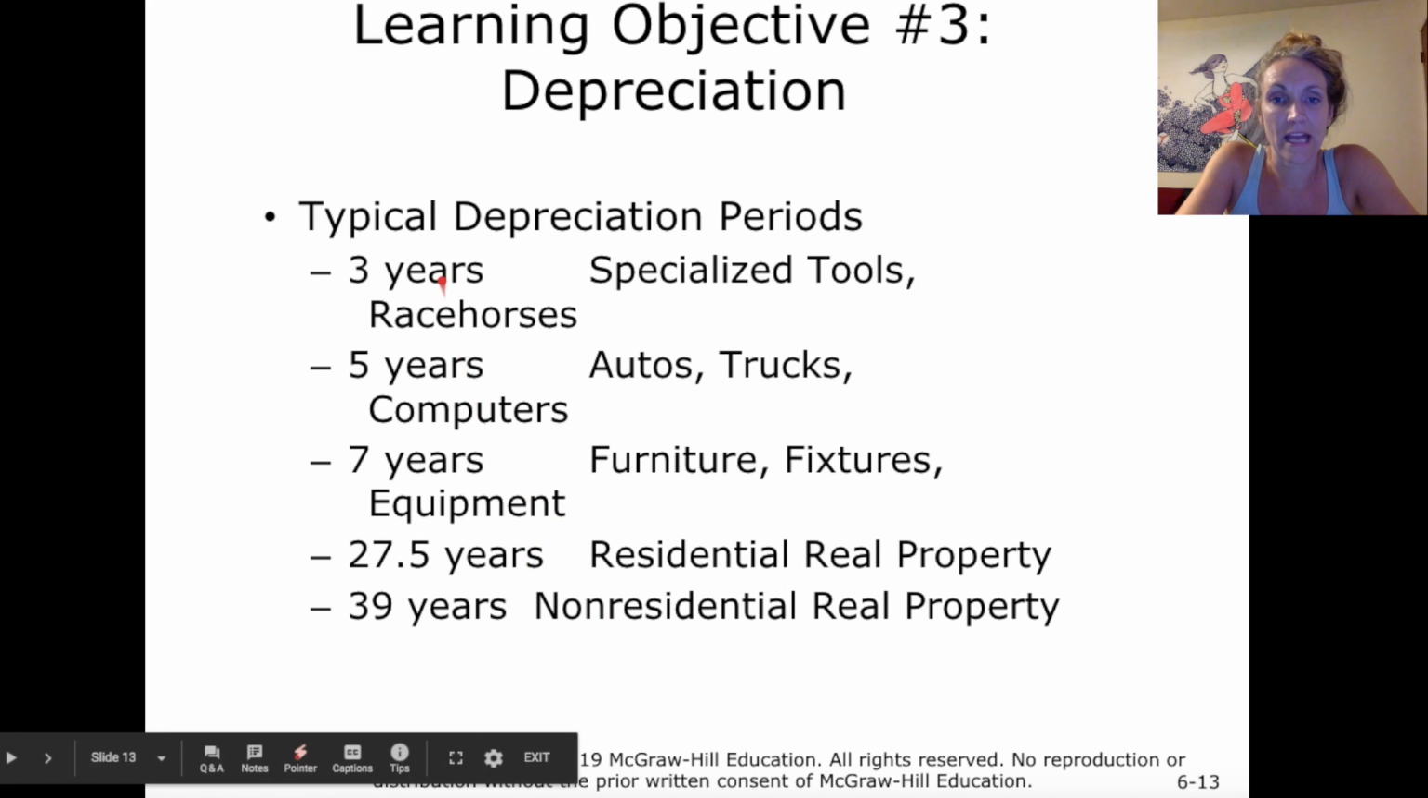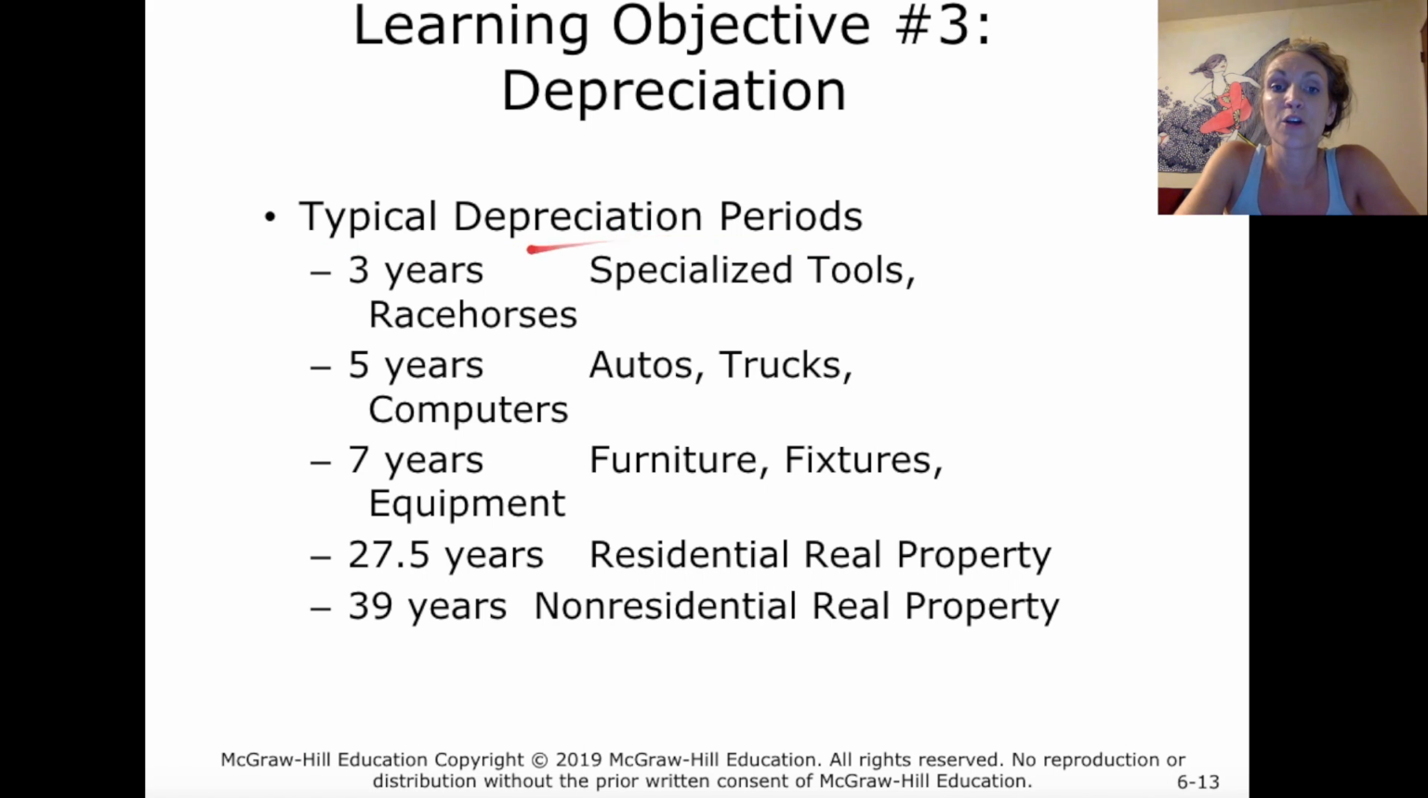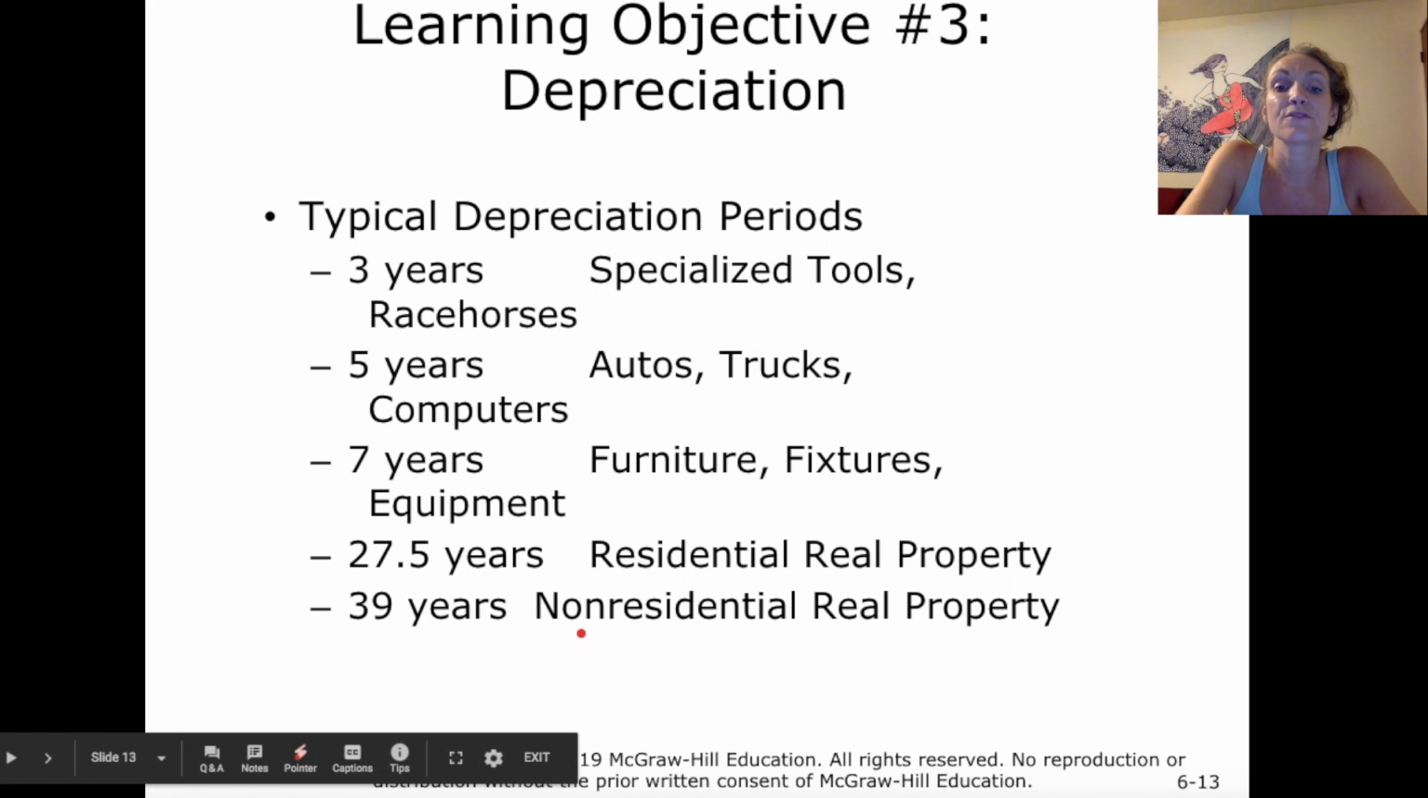So objective 3, depreciation. So typical depreciation periods. This is what we were talking about, class life. 3-year property, specialized tools, racehorses. 5-year property, autos, trucks, computers. 7-year property, furniture, fixtures, equipment. 27.5 years, residential real property, houses. 39 years, non-residential property, commercial property.